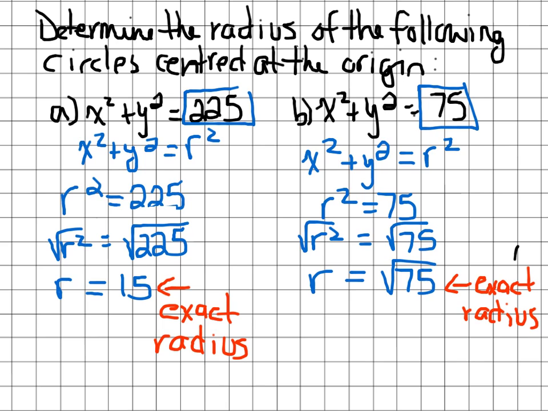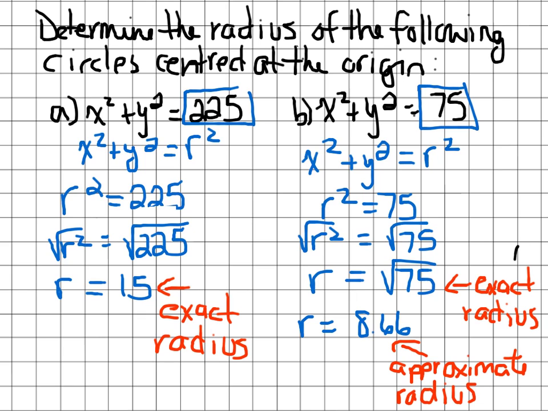If we take the square root of 75, just getting my calculator going here, the radius is equal to 8.66, and this is an approximate radius.